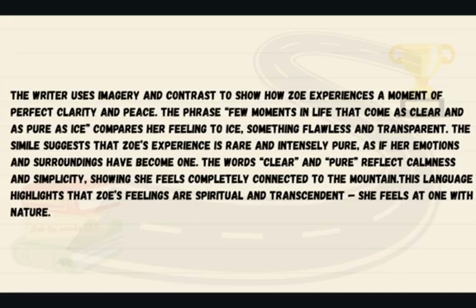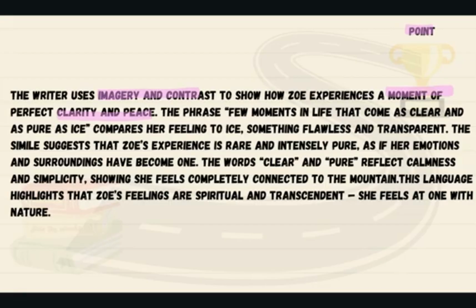If we write it in a paragraph, it looks a bit like this. I've said, the writer uses imagery and contrast to show how Zoe experiences a moment of perfect clarity and peace. The phrase, few moments in life that come as clear and as pure as ice, compares her feeling to ice, something flawless and transparent. The simile suggests that Zoe's experience is rare and intensely pure, as if her emotions and surroundings have become one. The words clear and pure reflect calmness and simplicity, showing she feels completely connected to the mountain. This language highlights that Zoe's feelings are spiritual and transcendent, and she feels at one with nature.